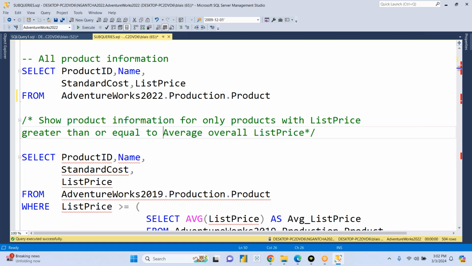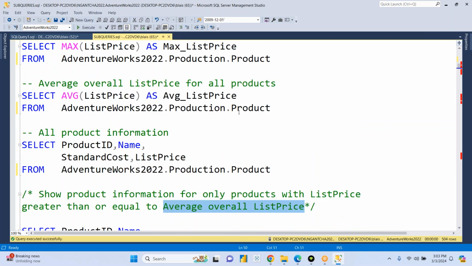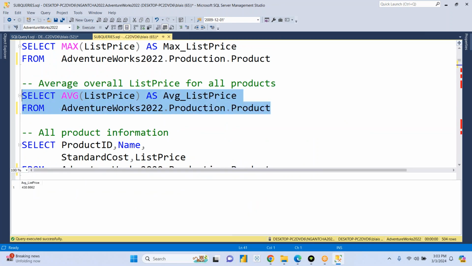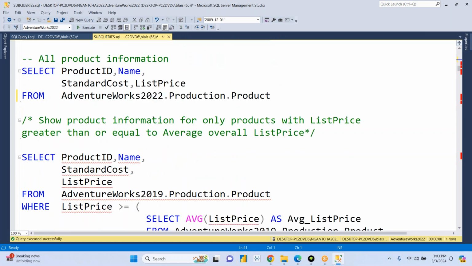See, this question has a hidden agenda. It has a hidden question. What is the average list price? So you can go and investigate the average list price. This is it. This is investigation right here, and just take this value and put it in the query. This query right here.